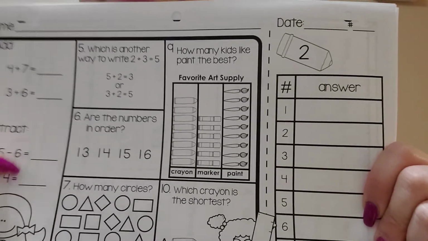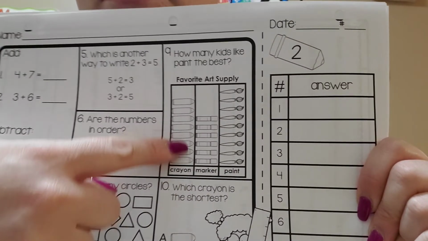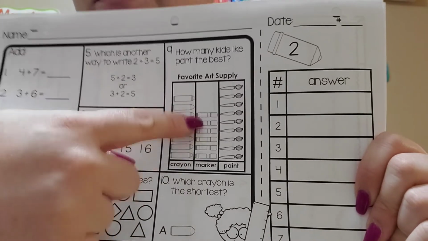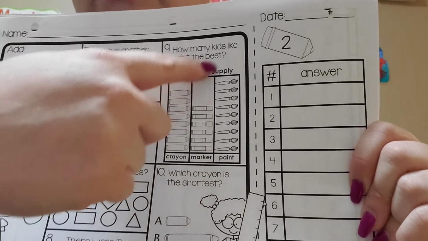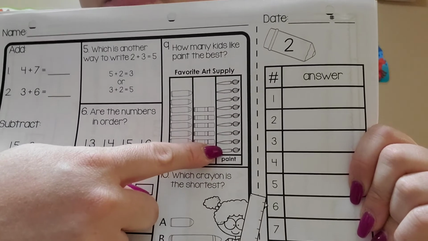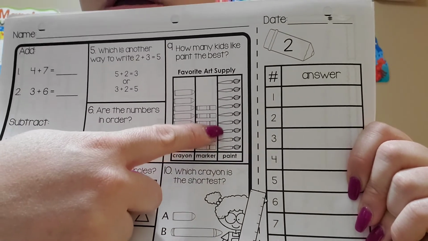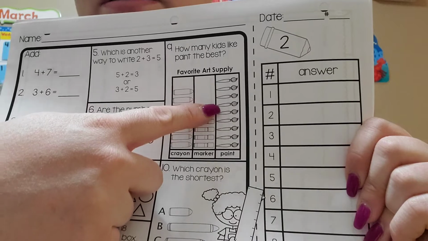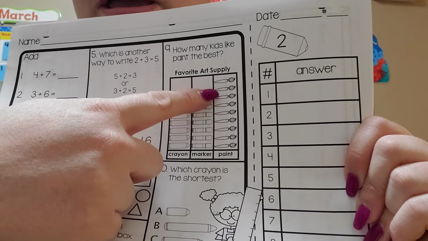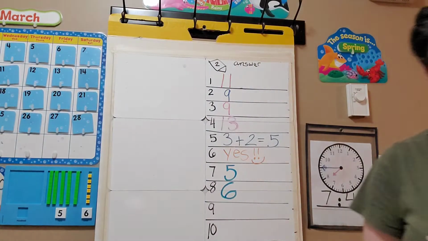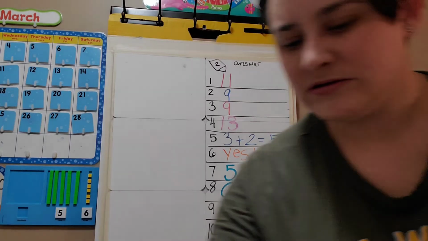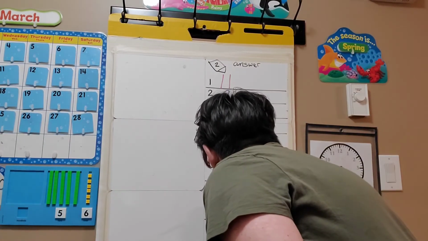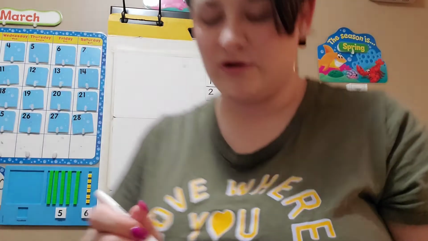And they want to know how many like paint the best. Do we need to know the crayons? Nope. Do we need to know how many like markers? Nope. We only need to know how many like paint. So let's count them up. 1, 2, 3, 4, 5, 6, 7, 8, 9. 9. So let's write 9 for number 9.